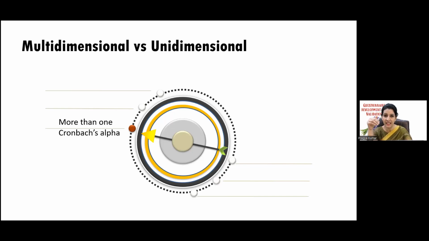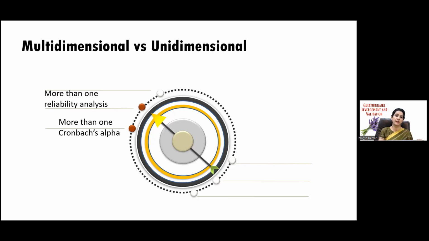So if the scale is multi-dimensional, and you are checking the internal consistency of the WHO quality of life BREF, and I say that it has probably 4 domains, how many times do you have to run this Cronbach alpha? Yes, please type in the chat box. 5. Very right. You will not apply it just once, because you will apply it dimension wise.